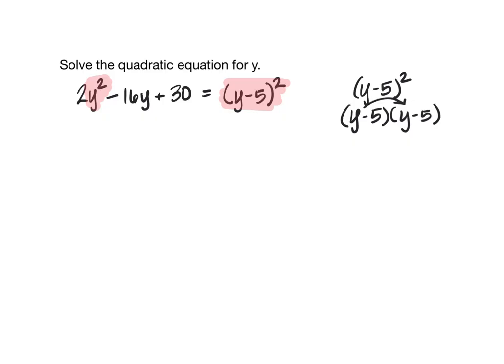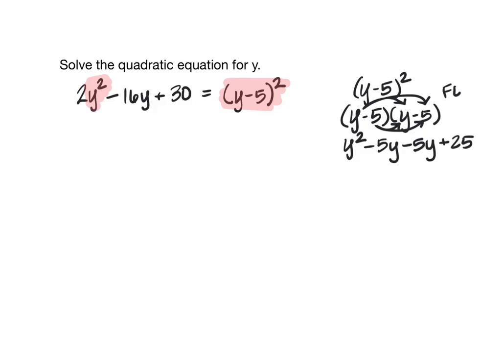So y times y will be y squared. Y times negative 5 will be a minus 5y. And then the negative 5 here times y will be another minus 5y. And minus 5 times minus 5, or negative 5 times negative 5, will be a positive 25.